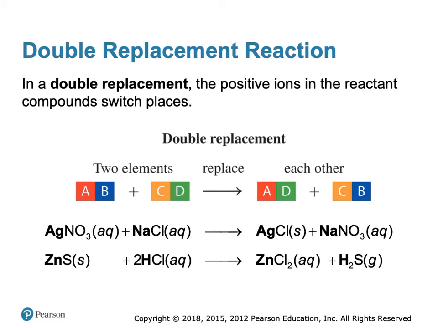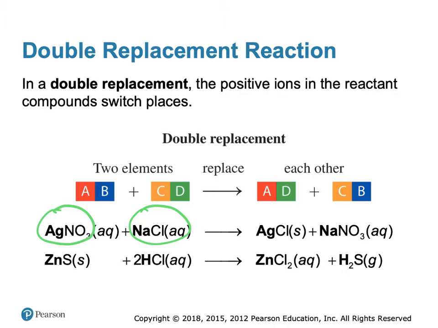In a double replacement reaction, the positive ions in the reactant compounds switch places. So you can see here we have two ionic compounds. We have silver nitrate and sodium chloride. In this double replacement reaction, the positive ions will switch places to form silver chloride, which is now a solid, and sodium nitrate, which remains aqueous.